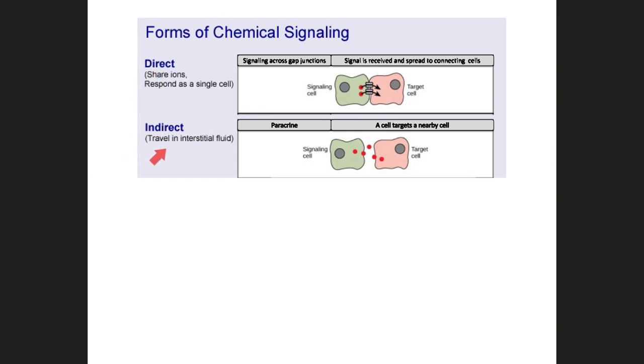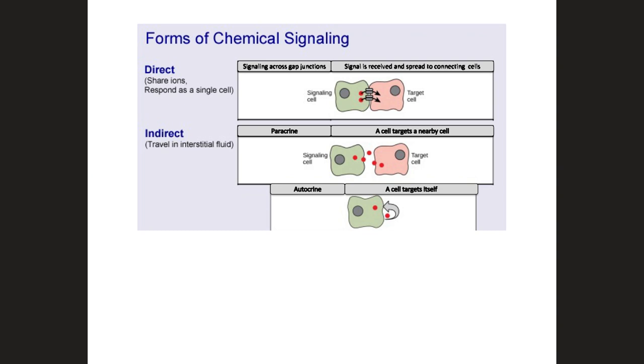Then we have indirect signaling, where the signal travels from one cell to another. So the signal can travel from one cell to another through the interstitial fluid. And what is interstitial fluid? It's the fluid that is between different cells, and these are usually short distances. And this kind of signaling is called paracrine. So usually the target cell is nearby the cell that is sending the signal. So these signals come out of one cell and diffuse to the next cell.